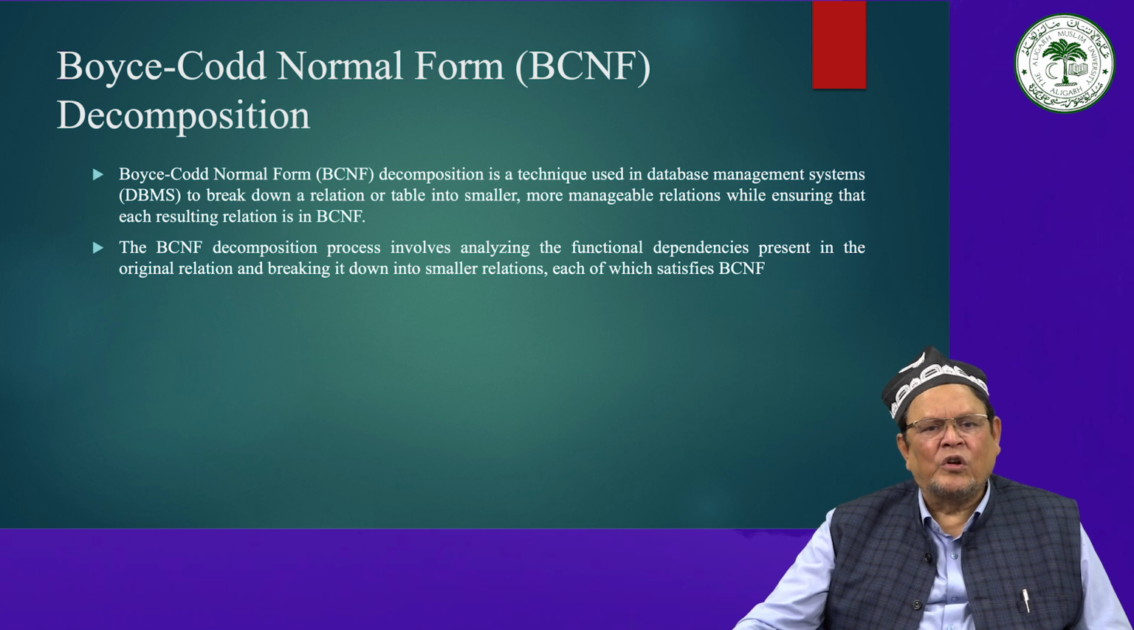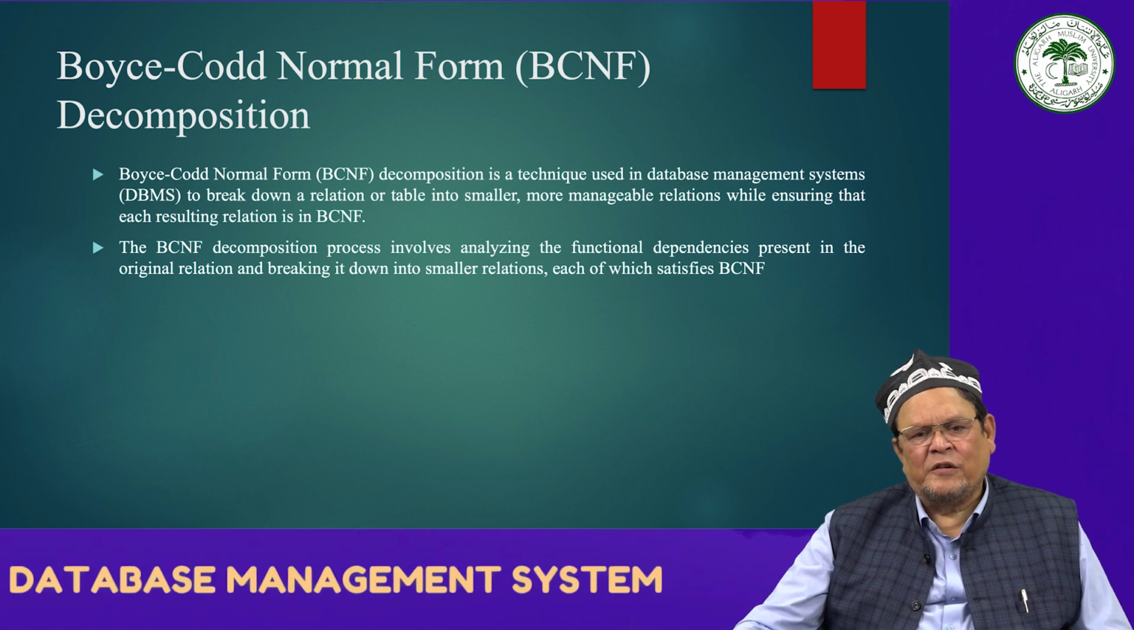Next is Boyce-Codd normal form decomposition. Boyce-Codd normal form decomposition is a technique used in database management systems to break down a relation or table into smaller or more manageable relations while ensuring that each resulting relation is in BCNF. BCNF is a higher normal form than third normal form and is designed to eliminate certain types of anomalies related to functional dependencies. To understand BCNF decomposition, let's first define BCNF.